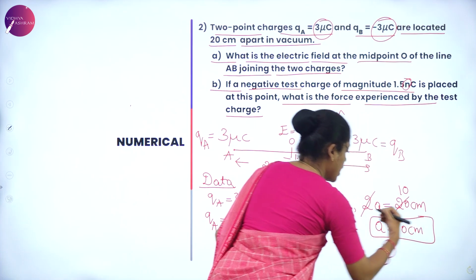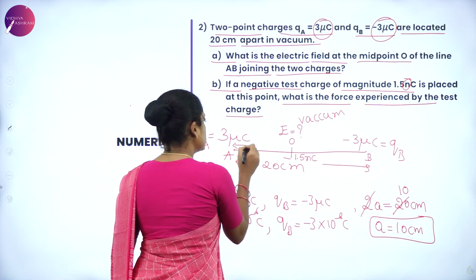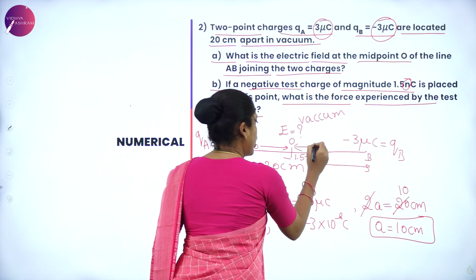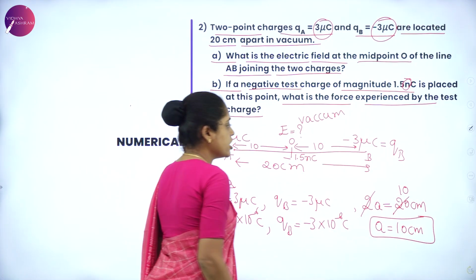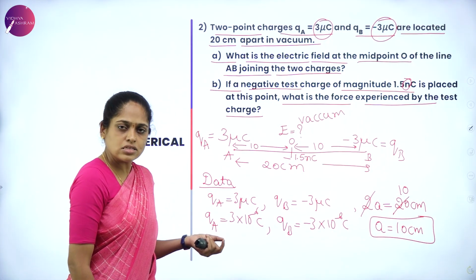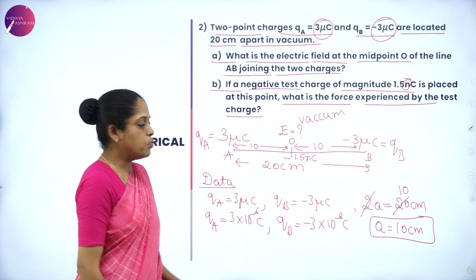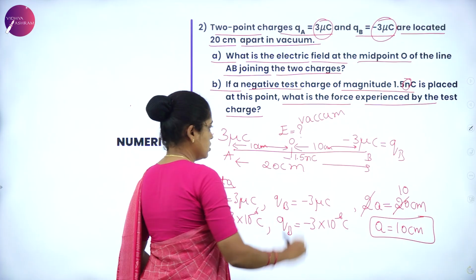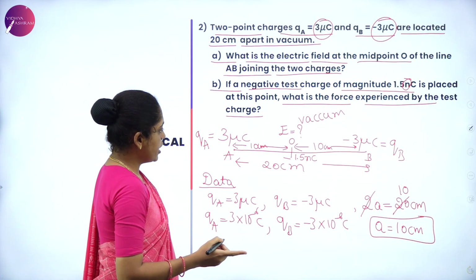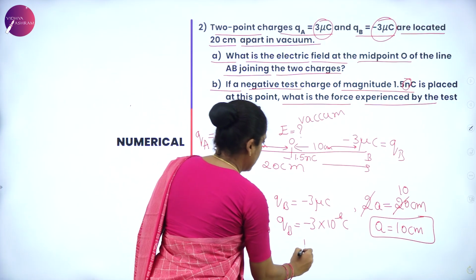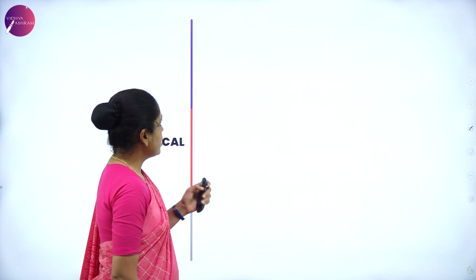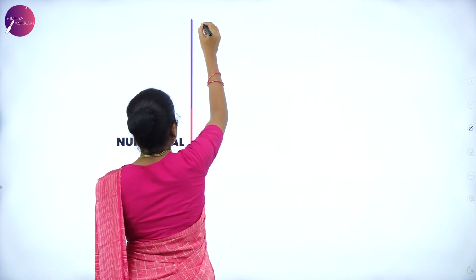What is a? A is the distance of the charge from midpoint. So each charge is at distance 10 centimeter from midpoint. So using this data, we need to find the electric field. Let us find the electric field at midpoint.